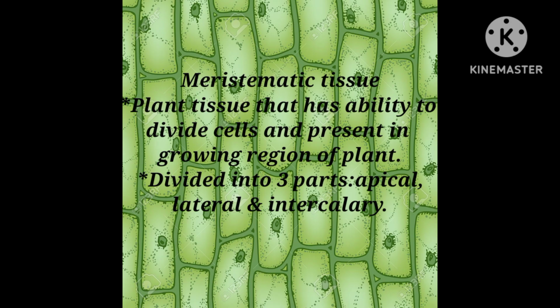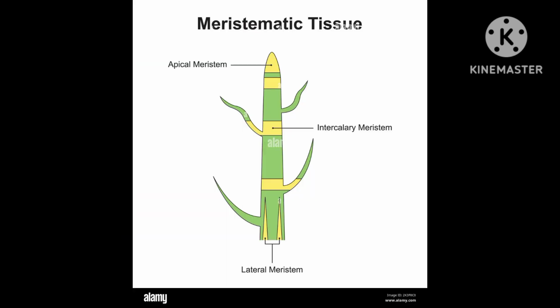Let us talk about meristematic tissue. The plant tissue that has the ability to divide cells and is present in the growing region of the plant is called meristematic tissue. It is divided into three parts: apical meristem, lateral meristem and intercalary meristem. We'll discuss one by one. Before that, look at the picture. Here meristematic tissue is showing apical meristem, intercalary meristem and lateral meristem.